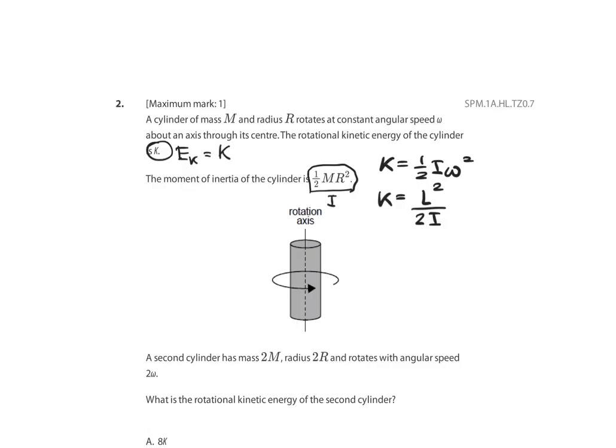Alright, so here we have a cylinder rotating around its circular axis, and it gives the moment of inertia in the problem as 1/2 mr squared, and it's comparing this, and it says its kinetic energy is K, and it's comparing it to a second cylinder that has double the mass and double the radius and double the angular velocity, and so it wants to know what is the rotational kinetic energy of that guy relative to the first one.